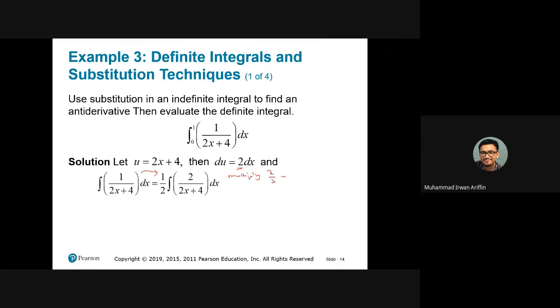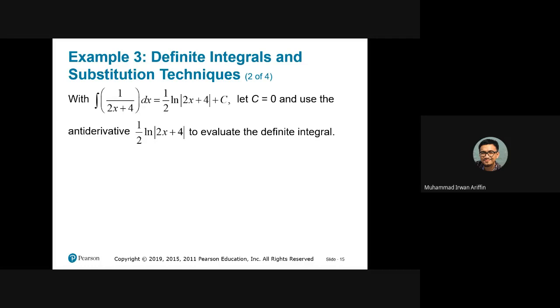Okay, 2 over 2, which is 1. And then this term here, the integrand, we can rewrite in this form, 1 over u, and we have replaced 2 dx with du. This makes the calculation easier, and then we can substitute this back.